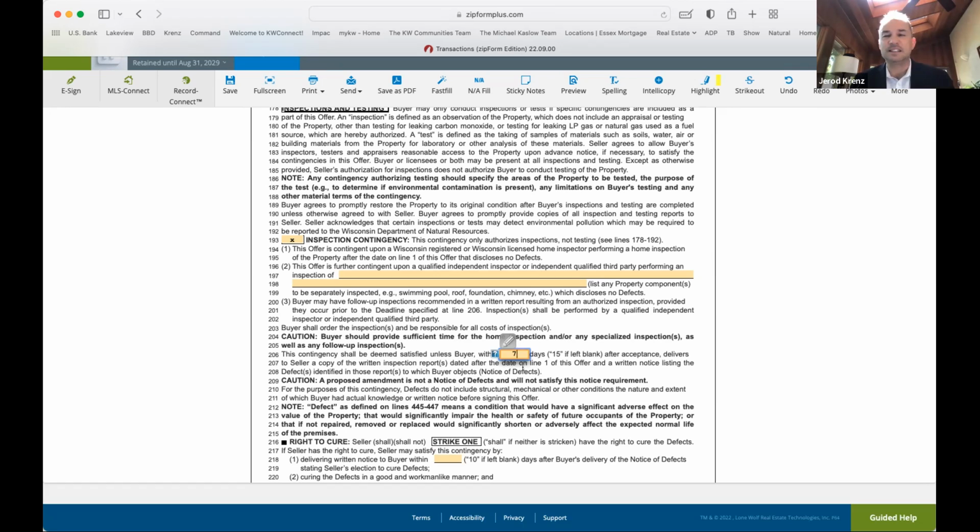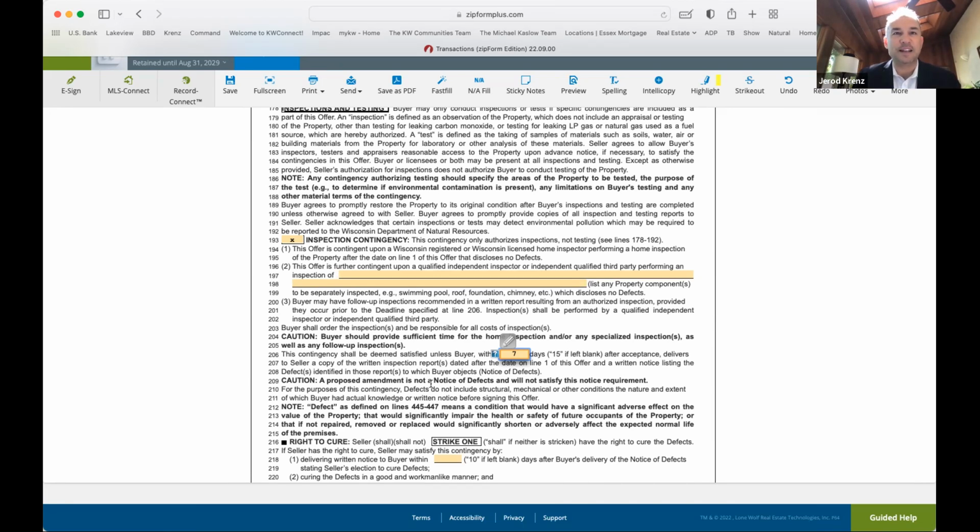The listing agent goes to the buyer's agent, home inspection, that passed. That should have been done by yesterday. Today's day 8. It's no longer contingent on the home inspection. Roof is just fine. See you at the closing. So that date is really important.